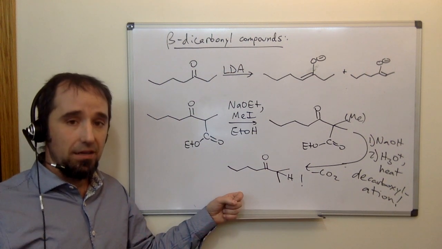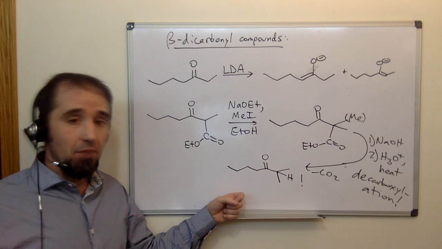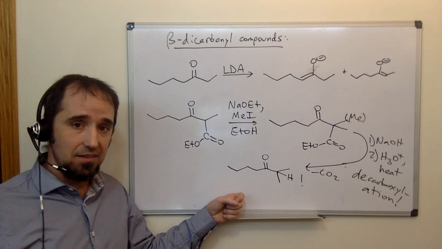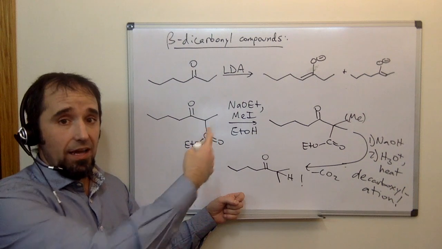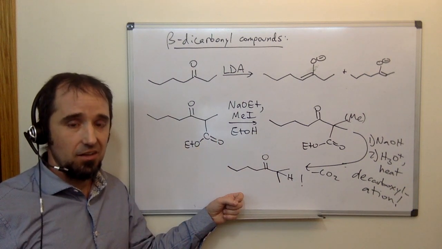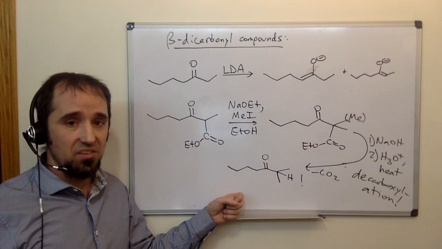So beta-dicarbonyl compounds, much, much easier to alkylate. And if you're talking about an ester, I can make that ester go away by decarboxylation reaction. And that's useful too for selectivity issues.